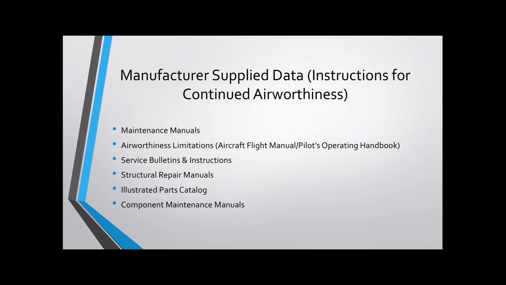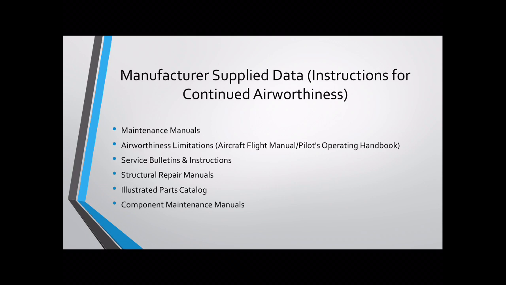We also have service bulletins and instructions. Service bulletins and instructions are usually brought out by a manufacturer when a problem is discovered in the design. So it may be something that the manufacturer missed, it may be something that the FAA missed as well, or it could simply be something that didn't act the way that was expected. Maybe we have a bracket behind the avionics panel that wears out more quickly than it should have otherwise.